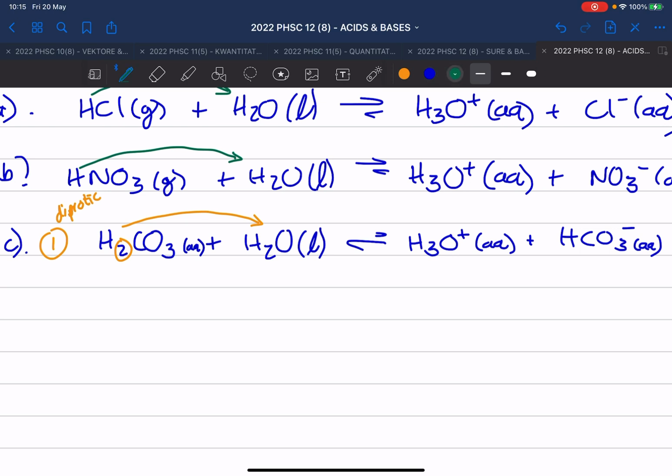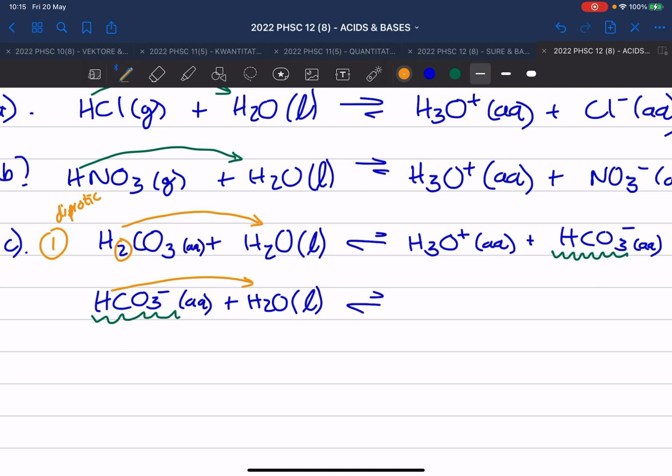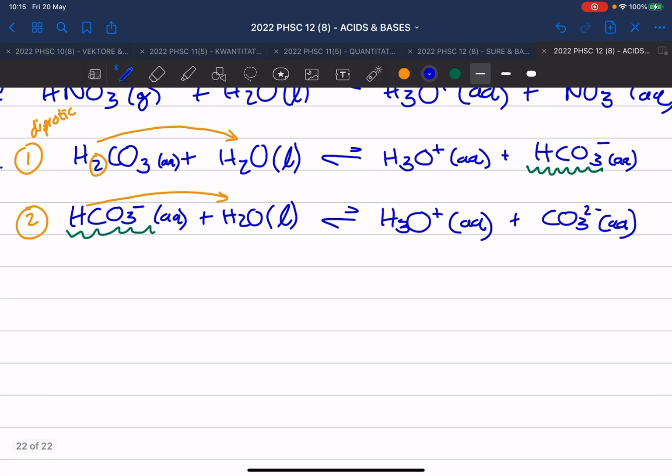And then we take that hydrogen carbonate ion again, and it reacts with water. So it gives away that other hydrogen, which is the second step, to get another hydronium ion and the carbonate polyatomic ion. We've done a similar one like this with sulfuric acid. Because it's a diprotic acid, it ionizes in 2 steps.